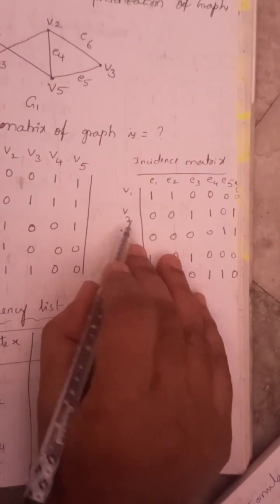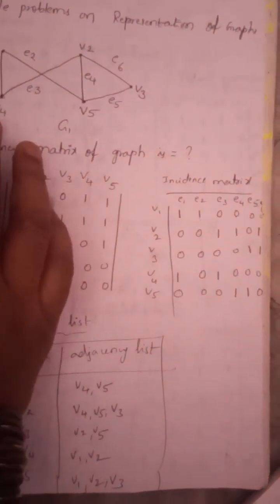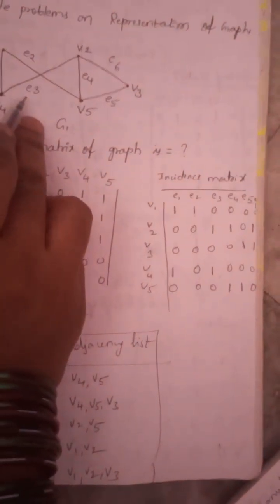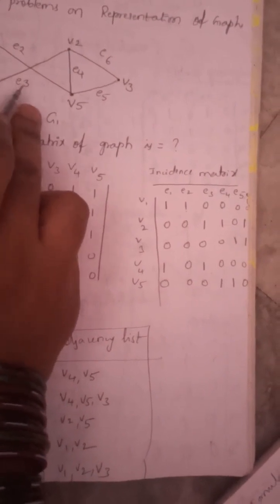While considering V2, edge E1: edge E1 contains V4. So at V4 we will get 1, and at E3, V4, E3.